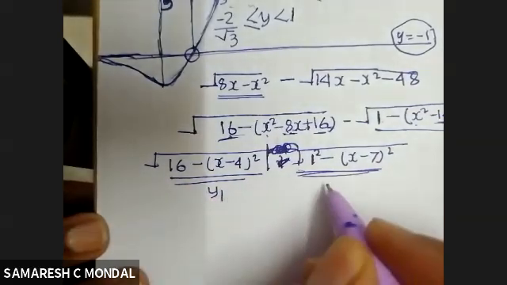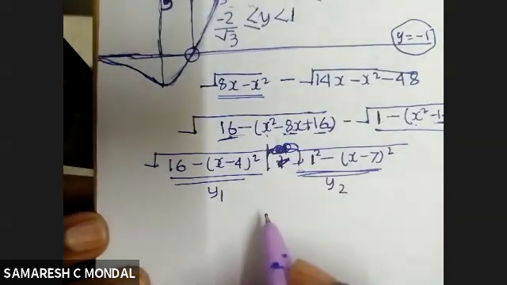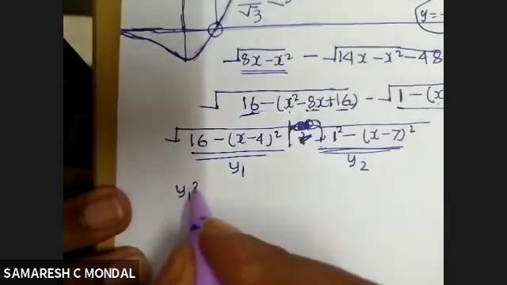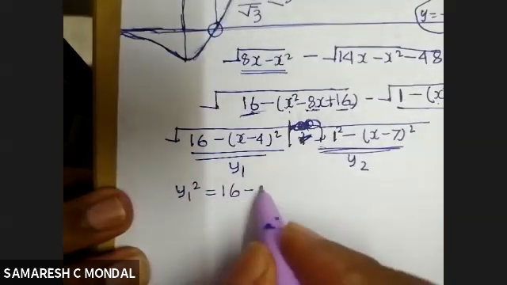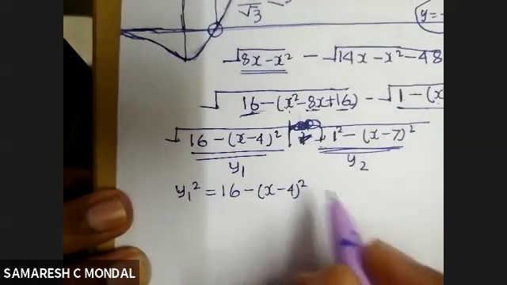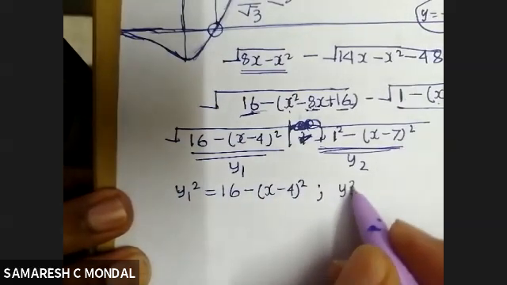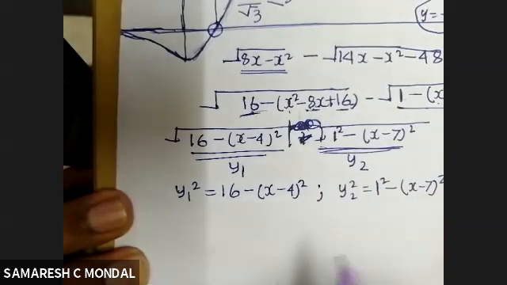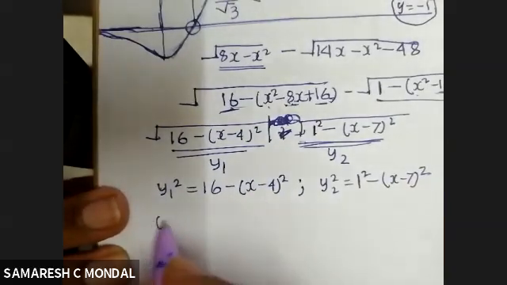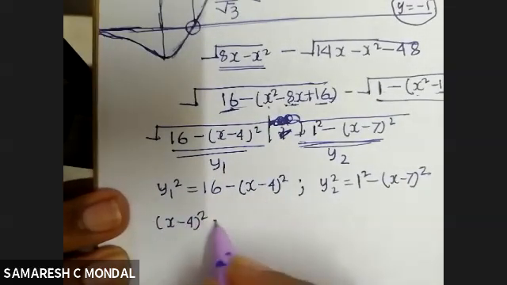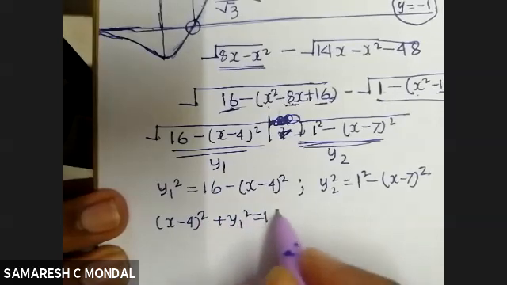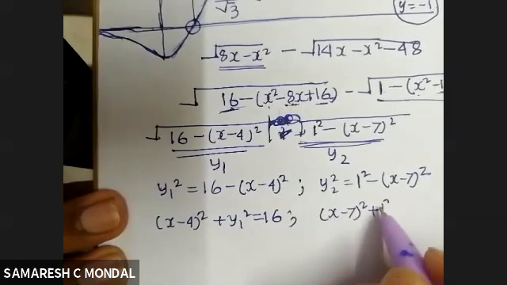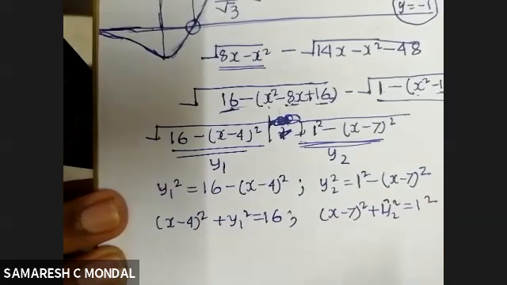So suppose this is y1, this is y2 for a moment. Rather than calculating, we just understand. If you square y1, you get y1 square is equal to 16 minus x minus 4 the whole square. And y2 square is equal to 1 square minus x minus 7 the whole square. So if I bring this side, it will be x minus 4 the whole square plus y1 square is equal to 16. x minus 7 the whole square plus y2 square is equal to 1 square.